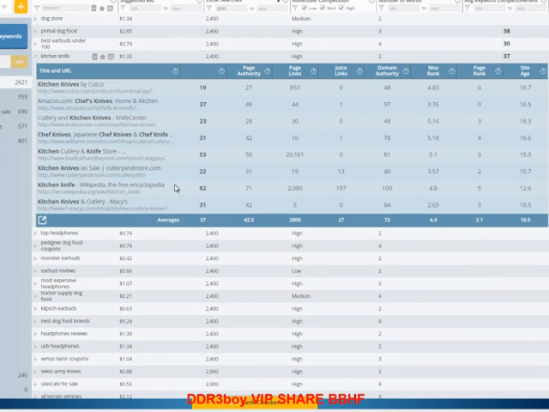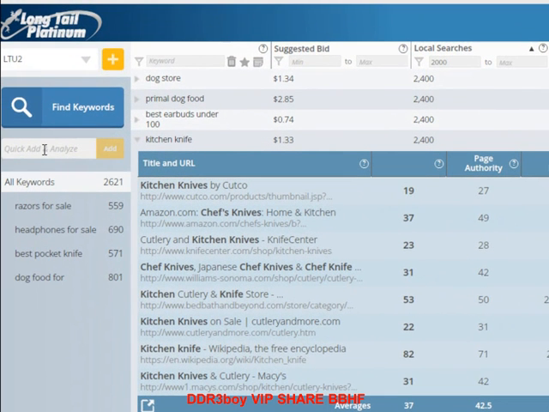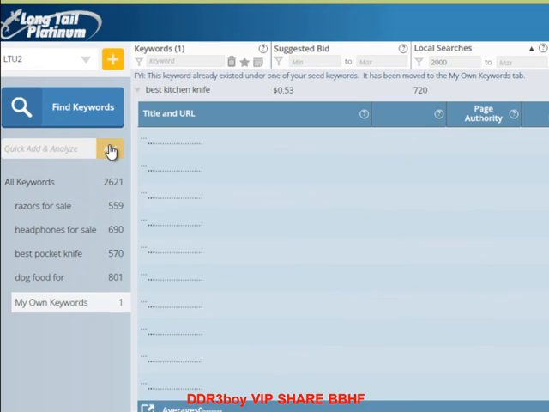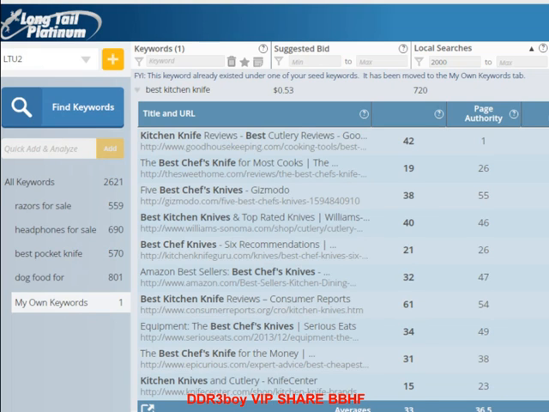Now let's try some things to actually take a difficult keyword and make it a little bit easier by adding a modifier here. So let's say you have kitchen knife, and I want to add a modifier. Perhaps I should add best kitchen knife. My guess is that that's still not going to do it, but we can pop that in there. Best kitchen knife. So you can see it does get searched for 720 times a month.